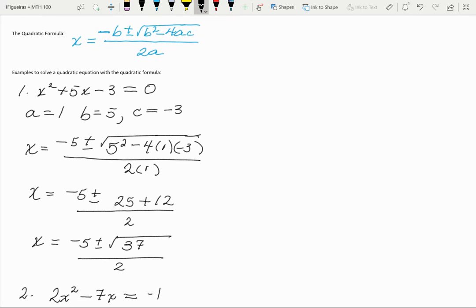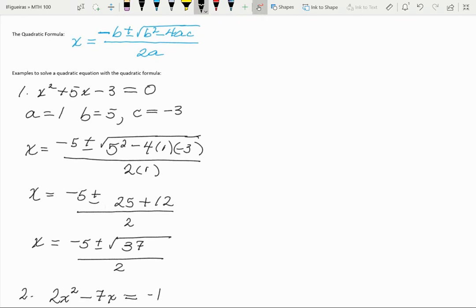It's missing here for some reason. Let me just put that back in. So I have negative 5 plus or minus the square root of 25, and that becomes a plus 12 because in the previous line, we have a minus 4 and a negative 3. Two negatives make a positive. So we move on to the third line of this problem, which is x is equal to negative 5 plus or minus square root of 37 over 2.